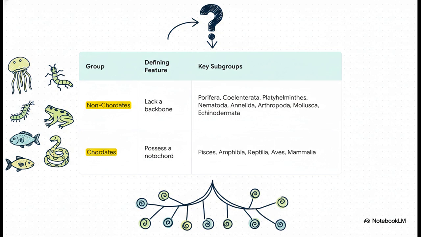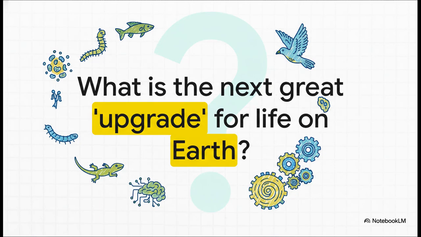The non-chordates, defined by what they lack, a notochord, branched out into this incredible variety of body plans. And the chordates, defined by having a notochord, went on this epic journey of conquering every environment. That one single distinction is the foundation for understanding all animal life. We've traced the story of constant innovation, from the very first tissues to the evolution of flight. It's just an unbelievable progression of biological upgrades, which kind of leaves you with one last big thought.